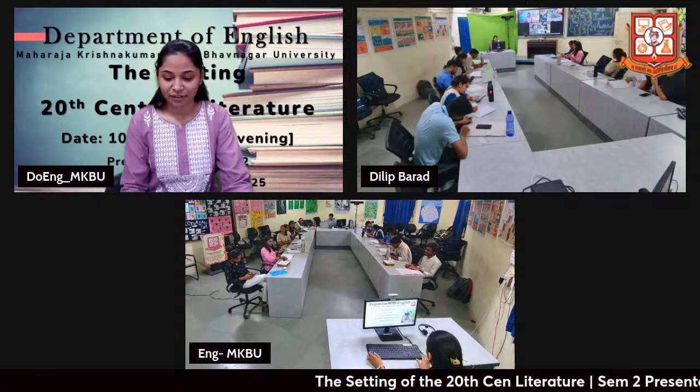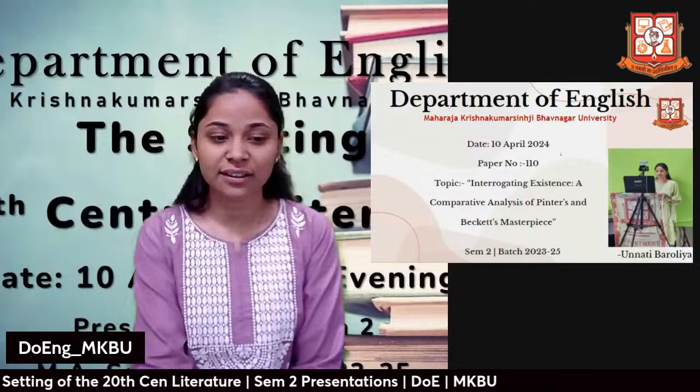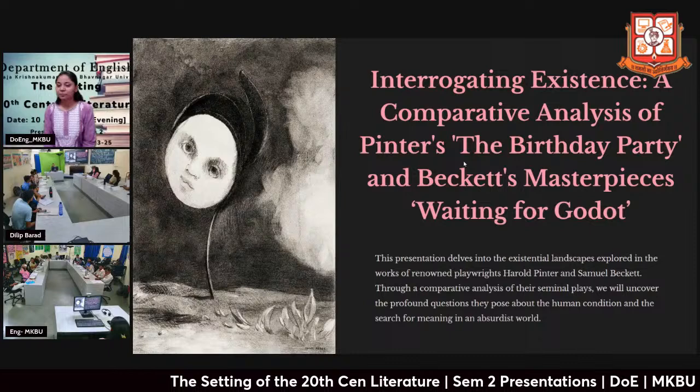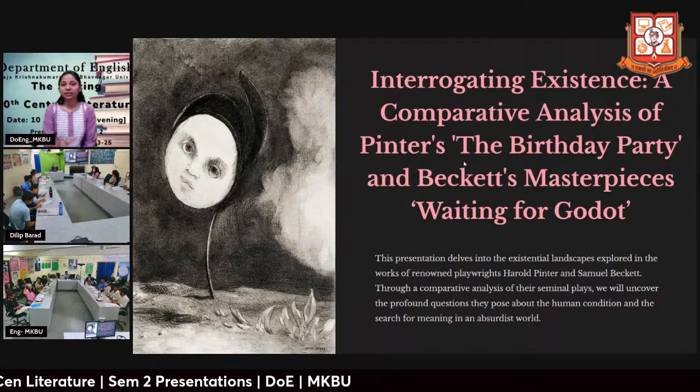Okay, so hello everyone. Today I will be dealing with the topic Interrogating Existence, a comparative analysis of Pinter and Beckett's masterpieces. These are my personal information. I will be dealing with Pinter's The Birthday Party and Beckett's masterpiece, Waiting for Godot. In both the plays, I will be talking about their themes, like absurdism or uselessness, which we will see in this.